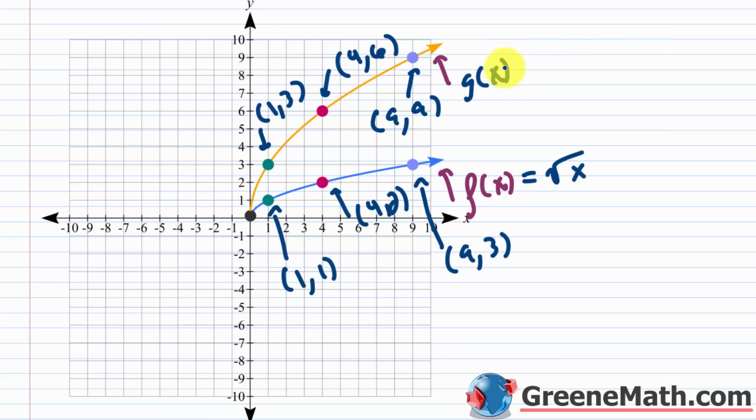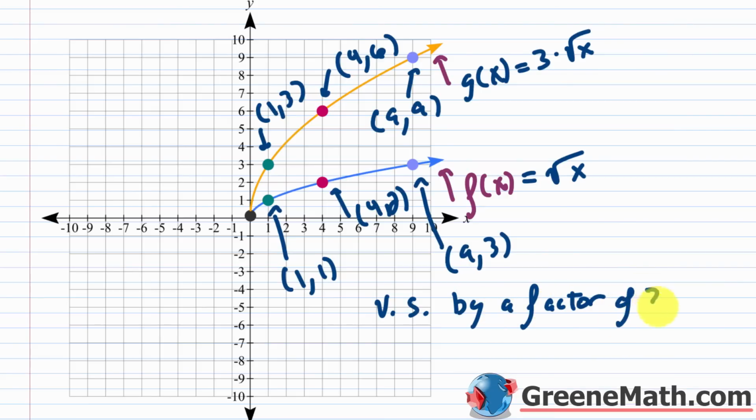So we could write this g of x function as being equal to 3 times f of x, or just 3 times the square root of x. In other words, we have a vertical stretch by a factor of 3. For a given x value, the y value has now been multiplied by 3.